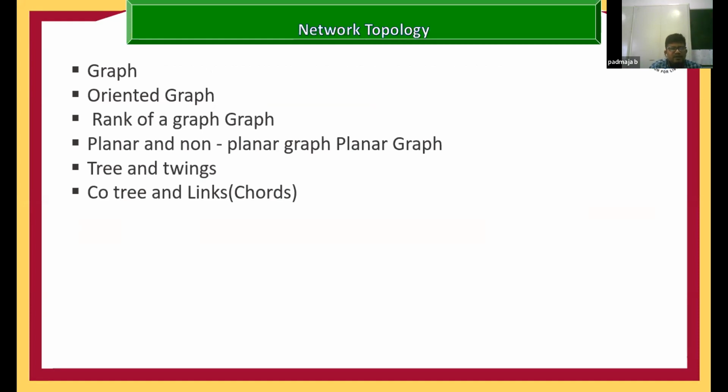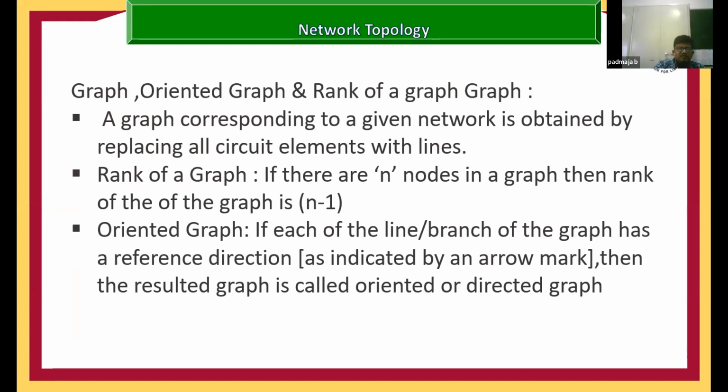And there are three more types of graphs. First is the basic graph, then the oriented graph and the rank of a graph, and next we are going to discuss planar and non-planar graphs, tree and twigs, and co-tree and links. The links are also called chords. See, first we are going to discuss the basics of a graph. There are three parts in that: graph, oriented graph and rank of a graph.